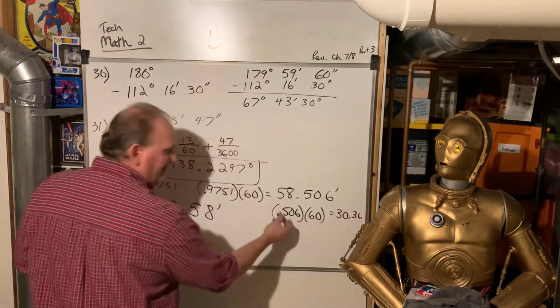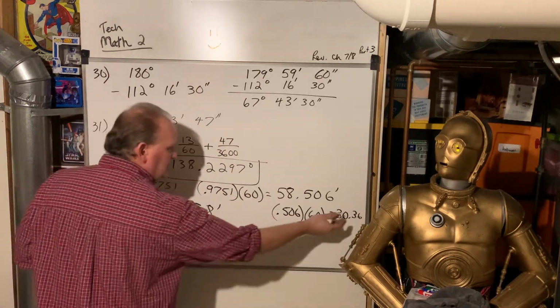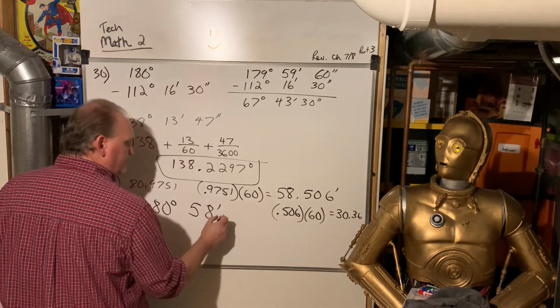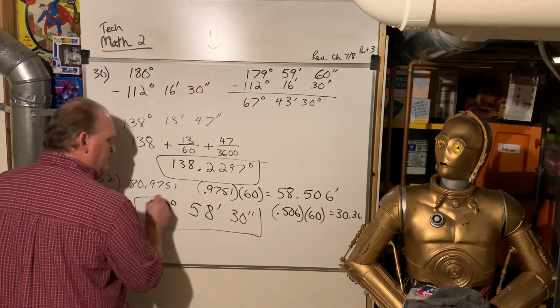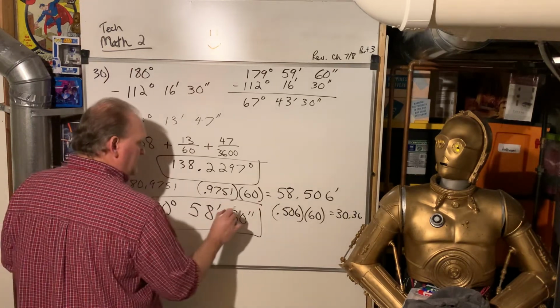Half of a minute is 30 seconds. So 30 seconds, rounded to the nearest second. So degrees, minutes, seconds.